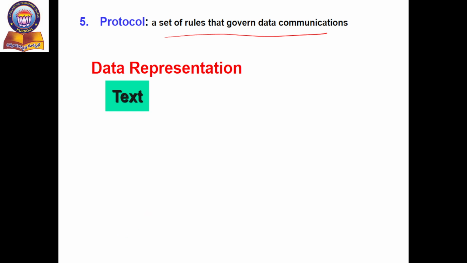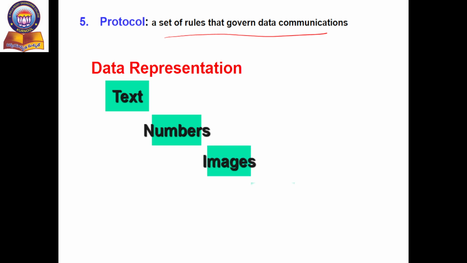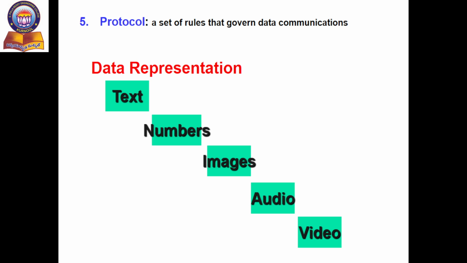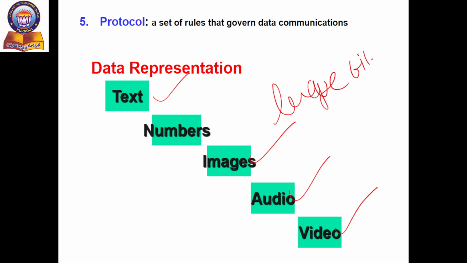And there are different types of data representations which we use for communication. Not only text, don't be misled. We're not communicating with only text. We are communicating with images, audios and videos, and large files also. We are communicating with different types of formats, like images, audios, videos, and text. Okay.